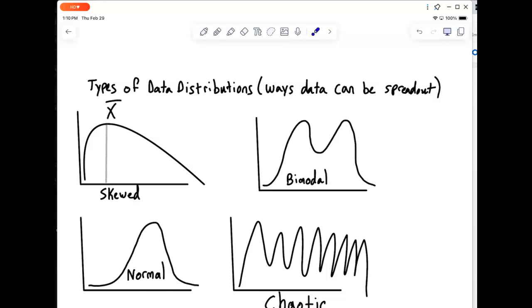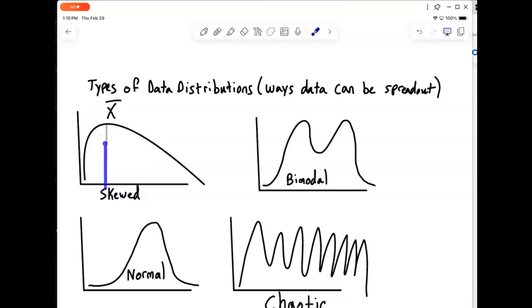All right, welcome back. Today we're going to start off by discussing different ways that data can be spread out. These are just a few examples, so types of distributions, the way data can be spread out. The first type is what we call a skewed distribution.